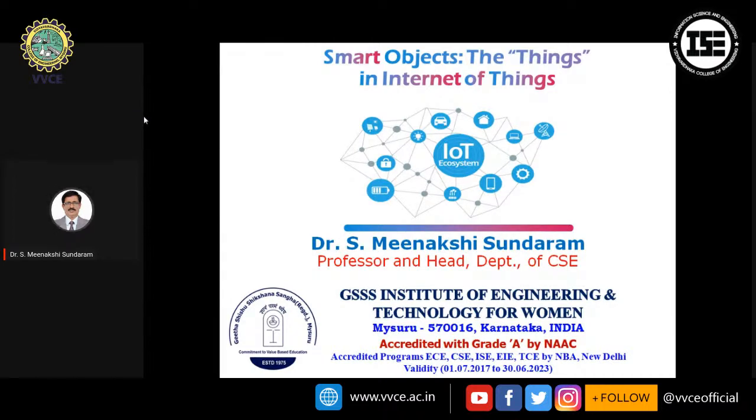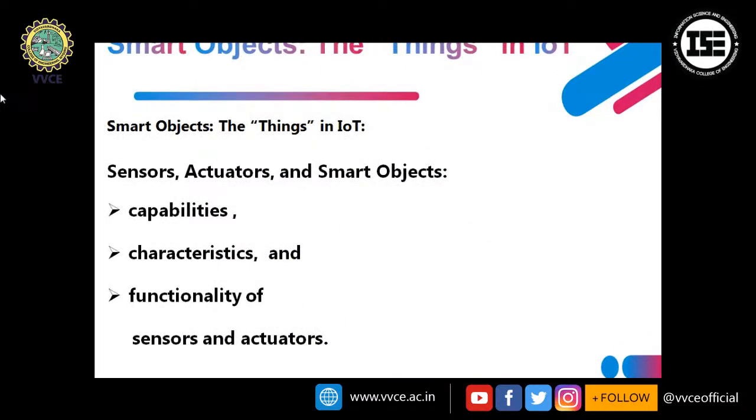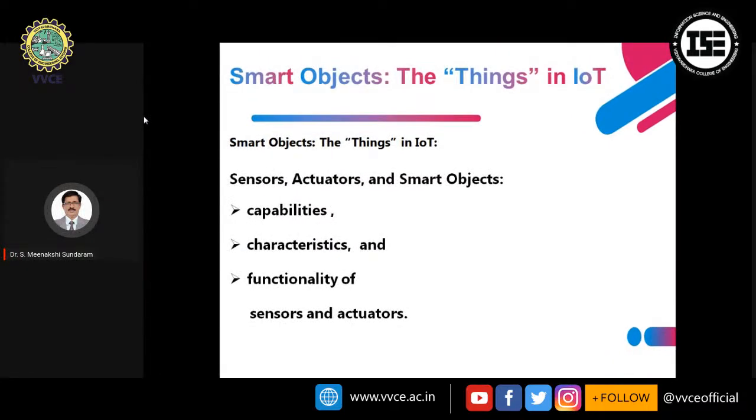So in today's online lecture series, we will study about the smart objects, the things in Internet of Things. As we know, Internet of Things has become popular only in the recent one decade, maybe after 2010 onwards. We are able to see the impact of Internet of Things everywhere. So actually going into the topics, first we will see about the sensors, actuators, smart objects, and various protocols related to Internet of Things. First we will see about the things in Internet of Things.